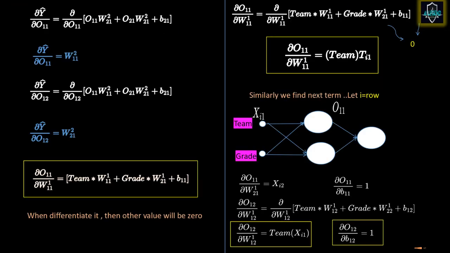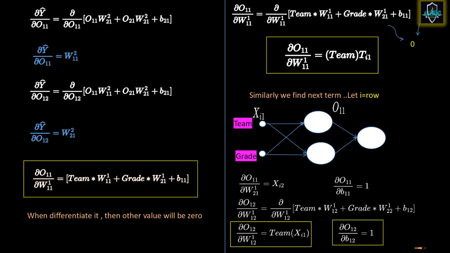Right, yeah, it has the formula written above. Del Y hat over del O11 is equal to del over del O11 of the expression inside the square bracket, like before: W2 11 multiplied by O11 plus W2 21 multiplied by O21 plus B21. So we are differentiating it, and the rest will be 0 where O11 is not present. Only in the first term O11 is present with the W211, so the resultant will be W211 as you see.